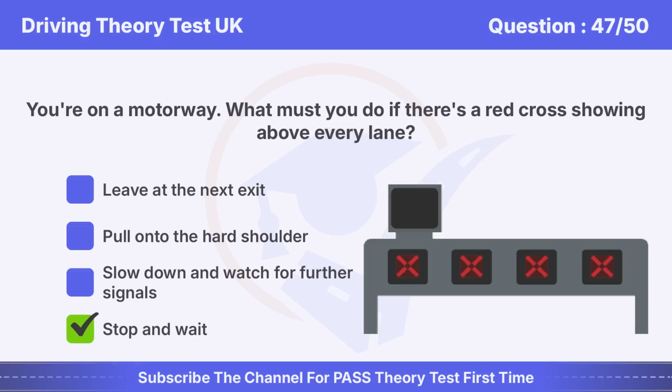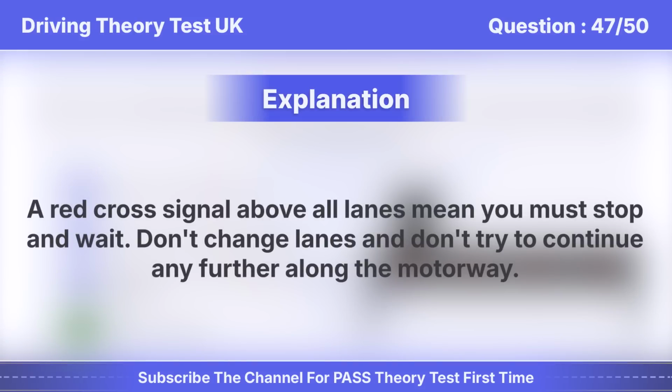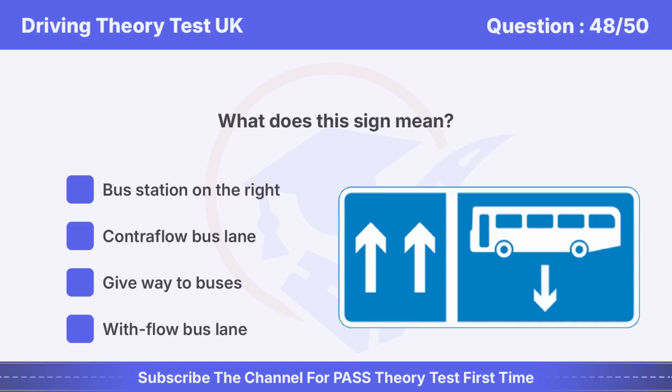Answer is D, stop and wait. A red cross signal above all lanes means you must stop and wait. Don't change lanes and don't try to continue any further along the motorway. Question 48. What does this sign mean?